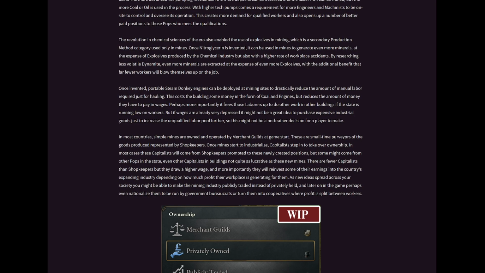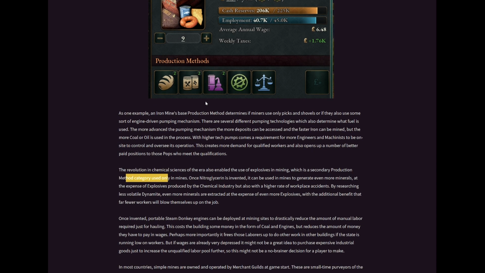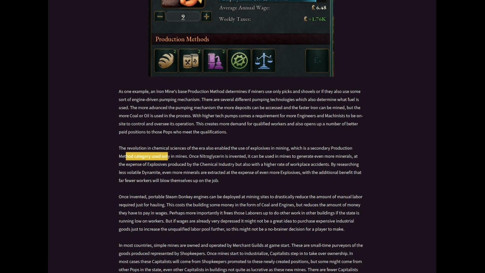Then it refers to history. The revolution in chemical sciences of the era also enabled the use of explosives in mining, which is another secondary production method category used only in mines. As you can see, there are different categories here, and that is one of them.